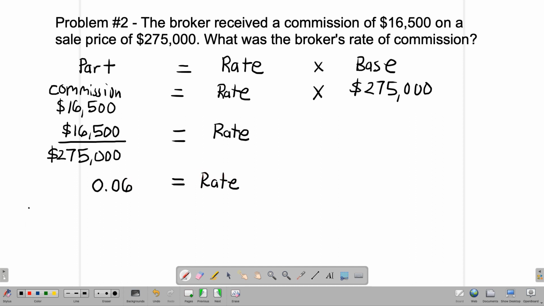And when we multiply this value by 100, we get a value of 6, which represents 6%. And that represents the rate. And this is what we wanted to show for problem number 2.